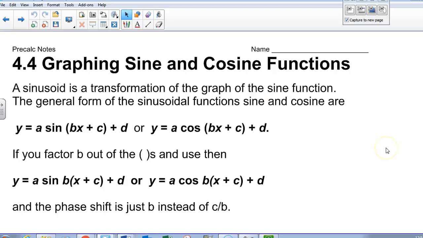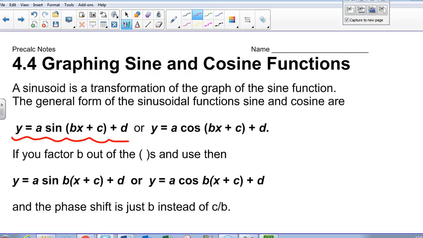All right, this slide is really important that you understand. It is possible to write a sine graph or a cosine graph in either one of these forms. The A in either form will represent what? Anybody know what that A is? The amplitude, okay? The absolute value of that is the amplitude. In other words, it can't be negative.